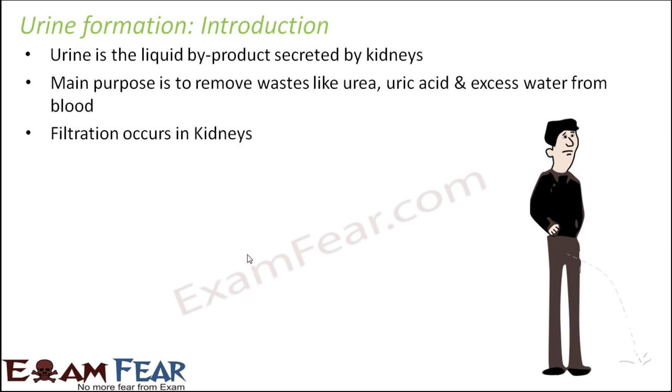When I say filtration, where are these waste materials present inside the body? The waste materials are present in the blood, so the blood needs to be filtered. The moment you filter blood, the filtrate will consist of all the waste materials, and that filtrate needs to be thrown out of the body in the form of urine. The basic filtration unit inside the kidney is the nephron. Now we will see how exactly the formation of urine takes place in a nephron.